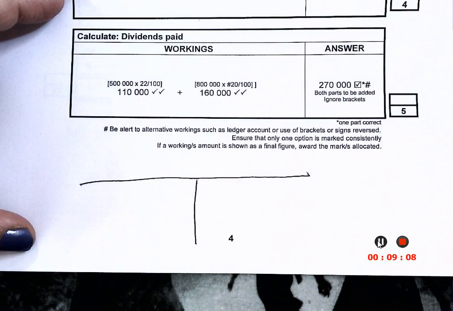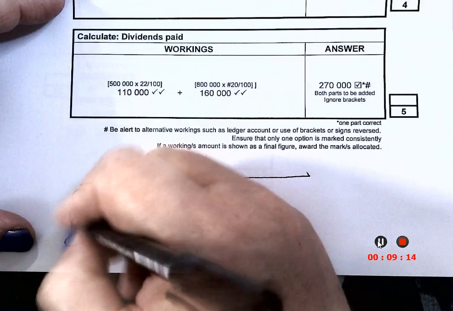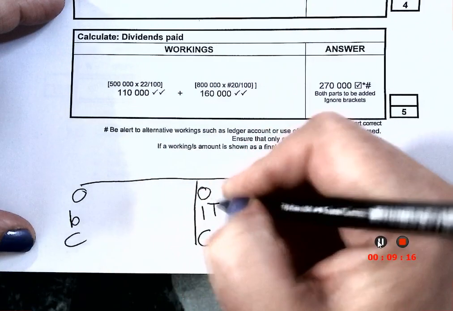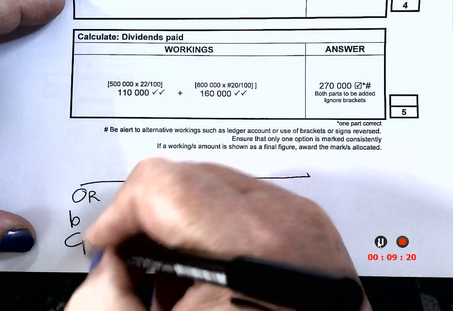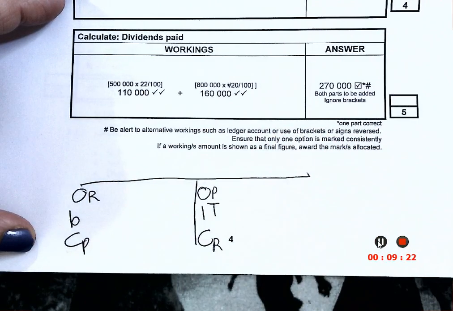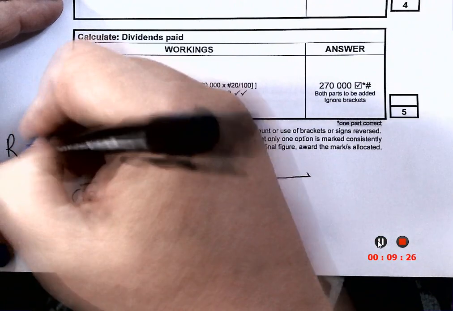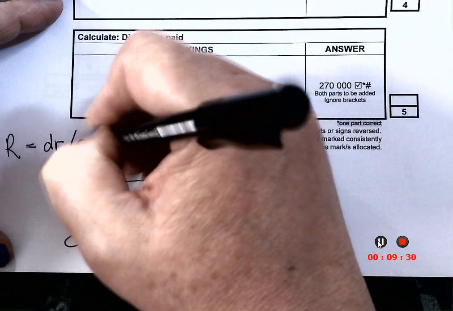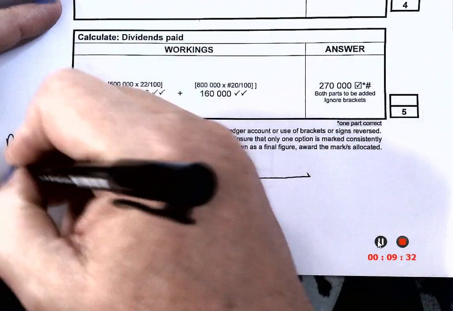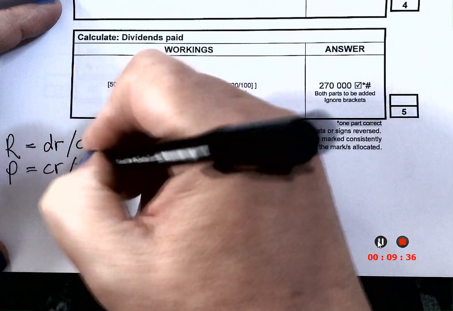So now I say, okay, I've got an opening and a closing and a bank and an income tax. Receivable and payable, receivable and payable. And let's just quickly revise. Receivable is when it has a debit balance or when it's with the current assets. Payable is when it has a credit balance and it's with the current liabilities.